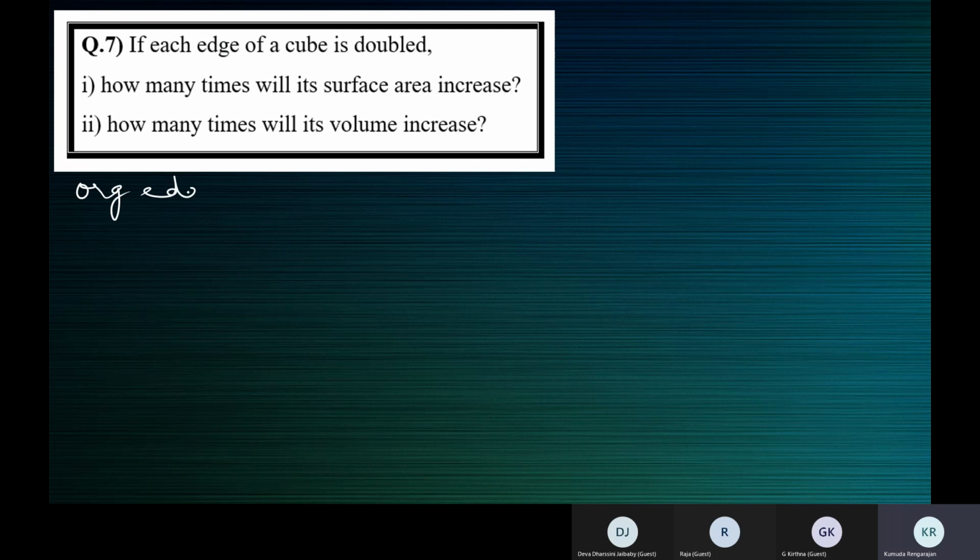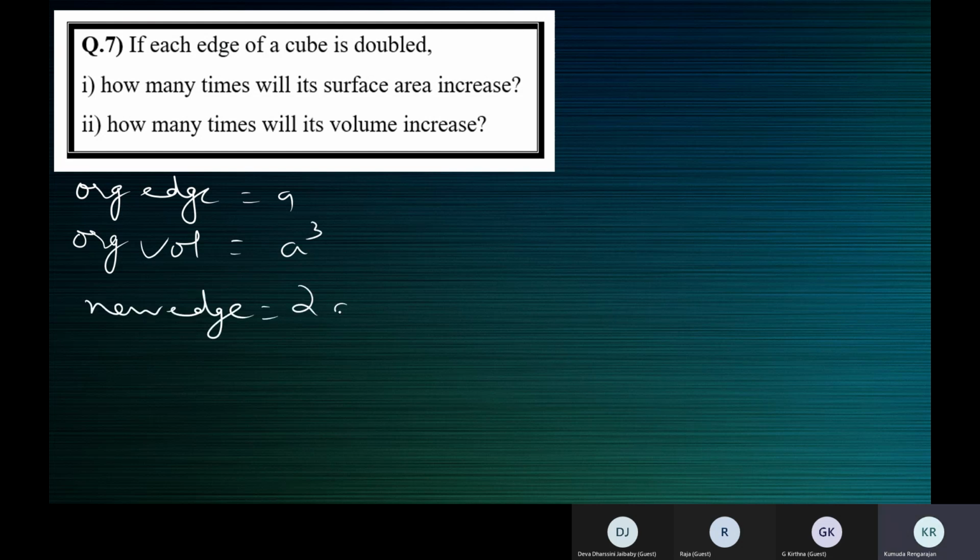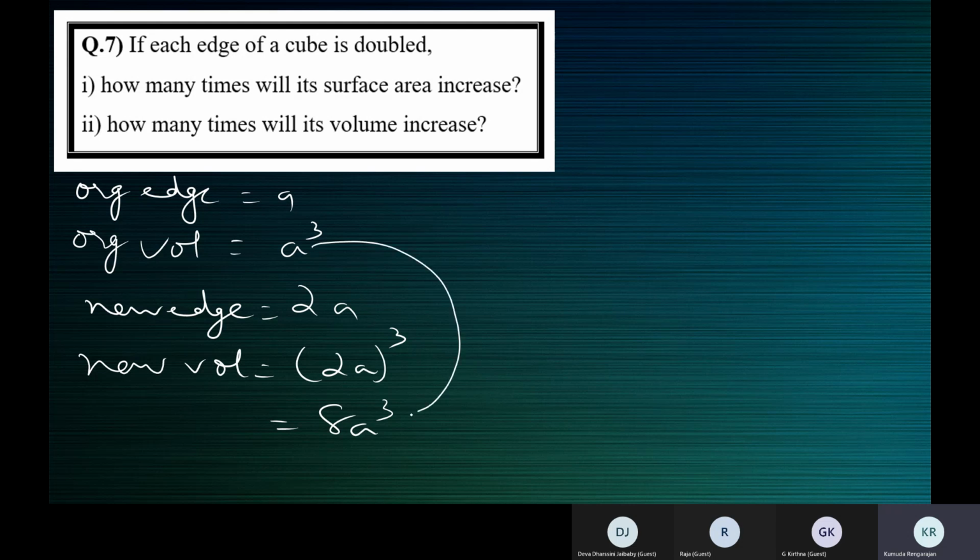So original edge A, original volume, we're talking about a cube, A cube. New edge 2A. Are you all looking at the screen? New volume, 2A the whole cube, which is 8A cube. Now what do you see? What is the original volume? A cube. It's become 8 times A cube now, because 8A cube means 8 into A cube. So it's now 8 times A cube.